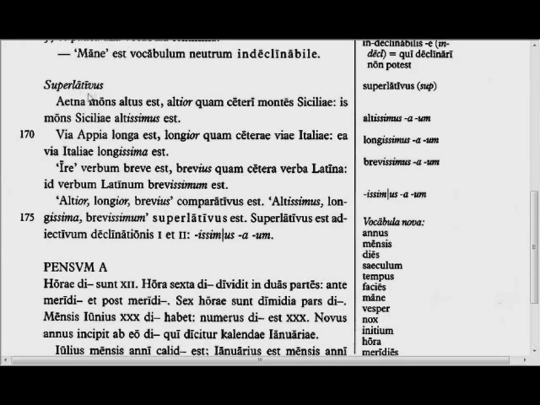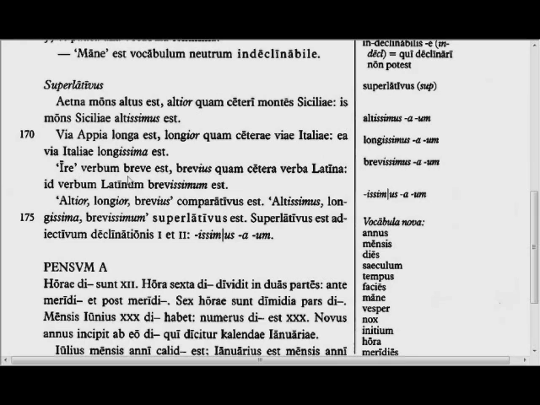So superlative. Etna is a tall mountain. It is taller than the other mountains of Sicily. That mountain is Sicily's altissimus, tallest. The Via Appia is long. It is longer than other Italian roads. That road is Italy's longest.